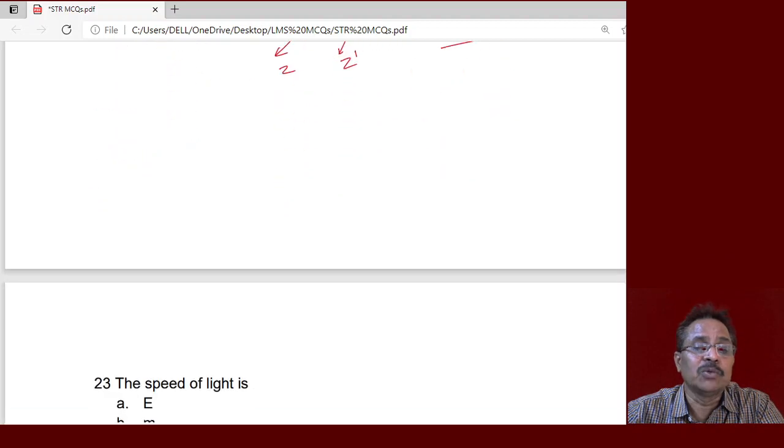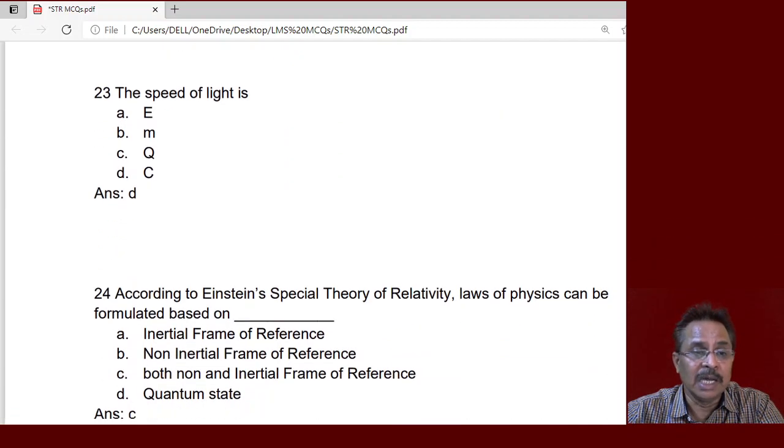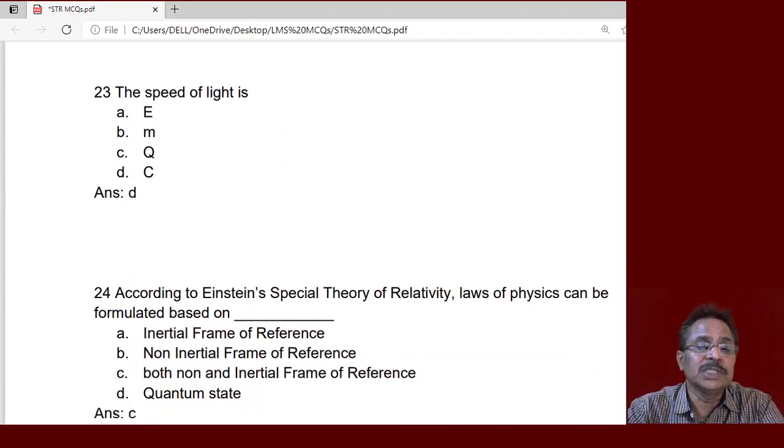That is to be understood from this Lorentz transformation. Again, very simple question. The speed of light is: E, M, Q and C. So I don't know why this question has been asked in the textbook. So D is the correct answer.